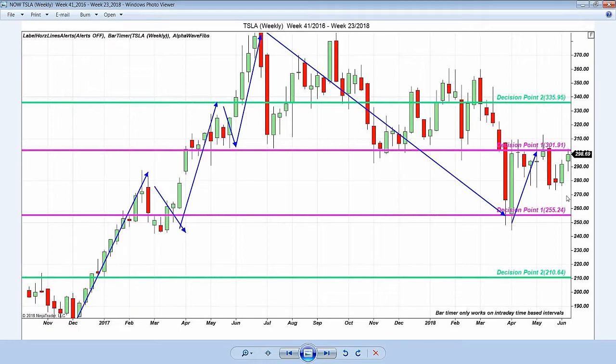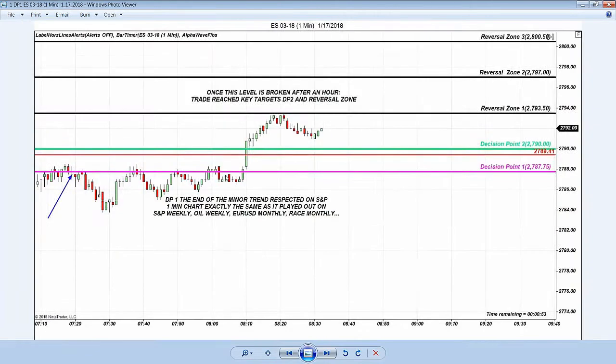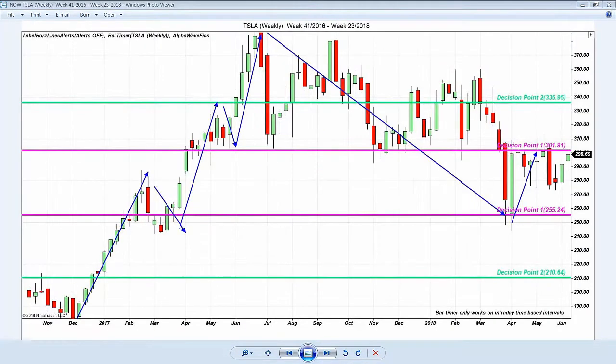This is exact same Fibonacci resistance as you saw on Apple. This is exact same Fibonacci resistance as you saw on S&P 1-minute chart. Identical formula. Not the place to enter position on Tesla. Tesla been frozen at this resistance for the last 3 months. Buy at support 255, not into resistance.